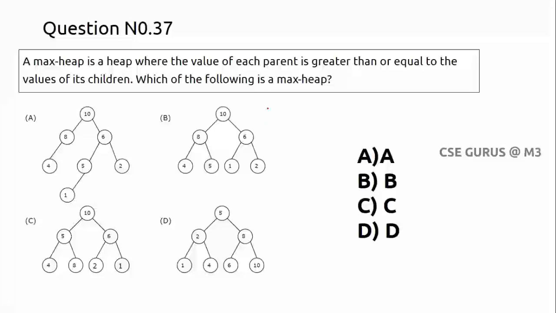Again one more question on max heap. It is a heap where the value of each parent is greater than that of its children. Of course, that is what I explained right now. Now which of the following is a max heap? Check it out. The constraint is that for every element, all the descendants must be less. And one more thing, it has to follow how the elements are to be inserted.